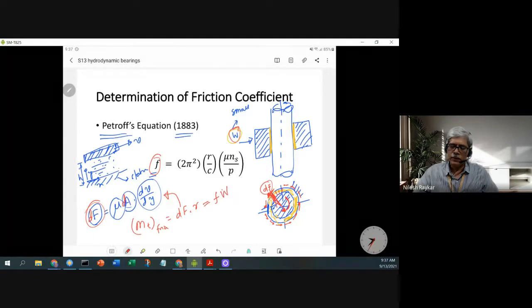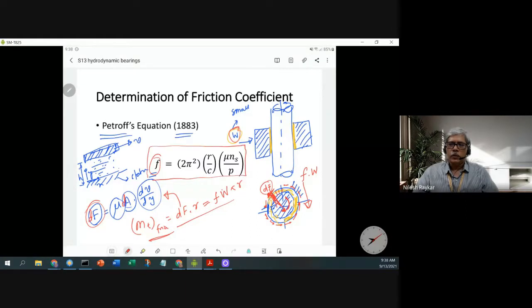So the net tangential force will be, not mu, the friction factor times the load which is acting on it. And since we are talking about the torque or the moment, here also we will be multiplying by R. So essentially we get this particular equation. If you develop both the sides, finally you will arrive at the equation shown here as Petrov's equation. You can see the derivation in the textbook. I'm not covering it here.